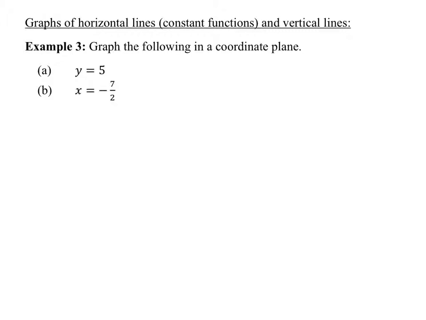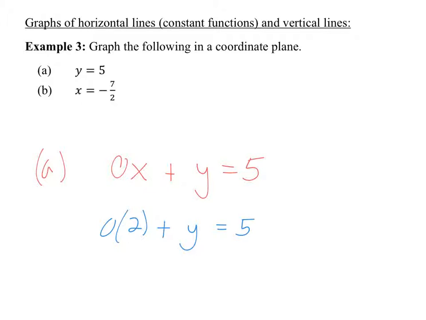Graph the following. And I'm calling these horizontal lines and vertical lines, but a horizontal line I call a constant function. So, what does it mean if y is equal to 5? Well, here's what it really means. Ready? For part A, it really means 0x plus y is equal to 5. That's what it really means. Christian, give me a value of x. Any value. Pick. 2. All right, I'm going to plug a 2 in here. What does y become? Y becomes 5, doesn't it? Because 0 times 2 is 0, so y is 5.